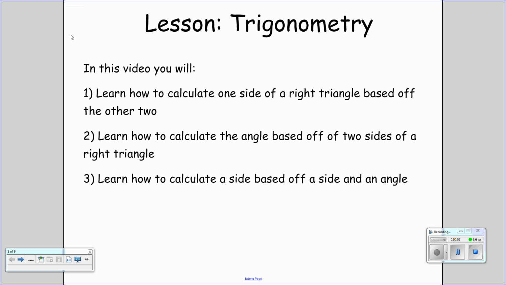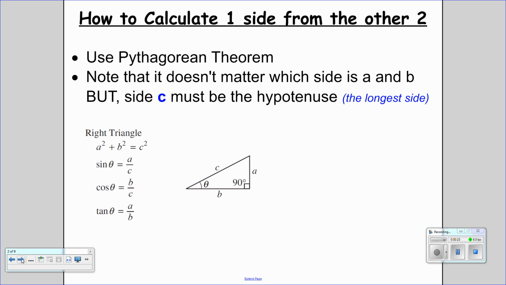This lesson is about trigonometry. You're going to learn how to calculate one side based off the other two. You're going to learn how to calculate an angle based off of two sides, and a side based off a side and an angle. Okay, and all this is for right triangles. So this lesson is the triangle lesson.